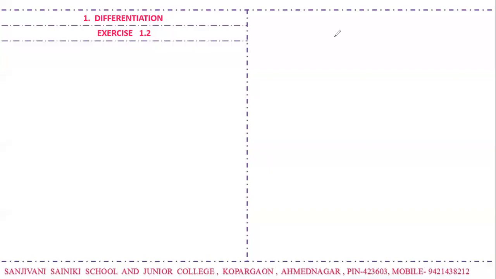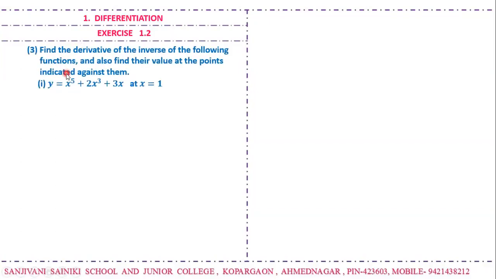Let us continue our exercise 1.2. The next example or the next type is 3. Find the derivative of the inverse of the following function and also find their value at the point indicated against them. So you have to find the derivative of this function at the given point.